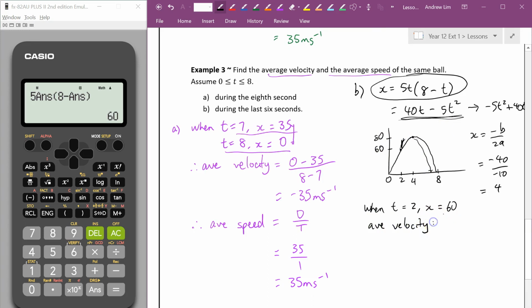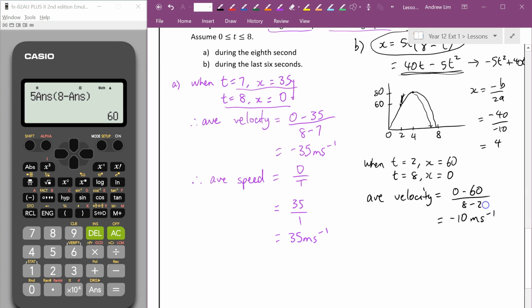Average velocity. Actually, let's just do the last bit. t is equal to 8, x is equal to 0. So the average velocity is 0 minus 60 over 8 minus 2. Minus 60 divided by 6 is minus 10. So minus 10 meters per second is the average velocity.